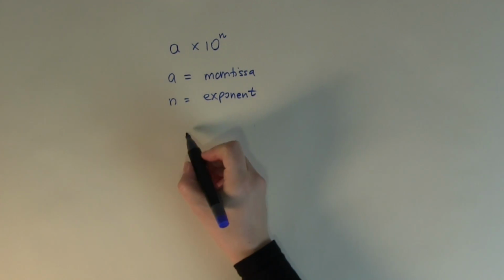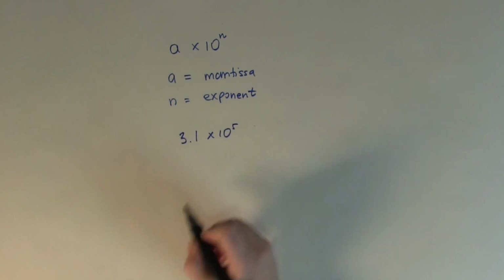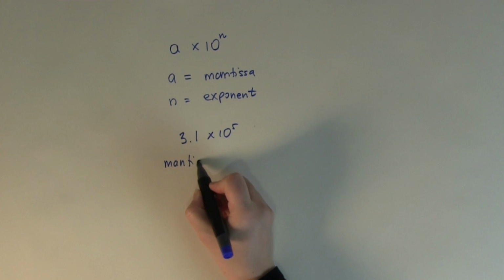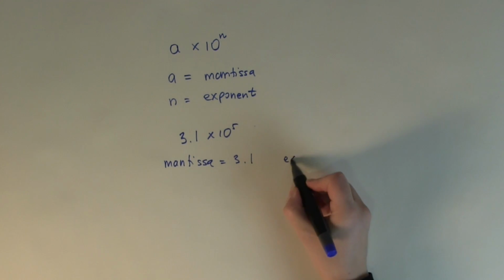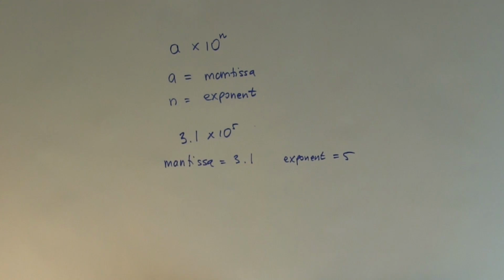So for example, I can talk about 3.1 times 10 to the 5. In this case, the mantissa is the 3.1 and the exponent is the 5. Now, why do we need to talk about these two components?